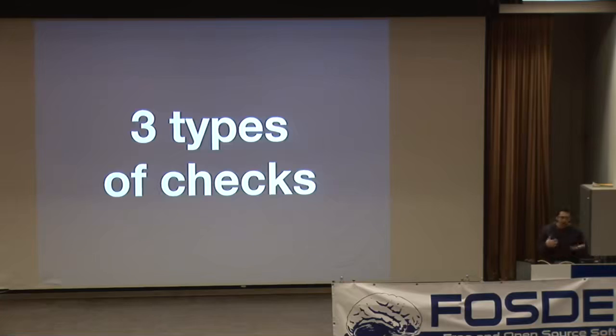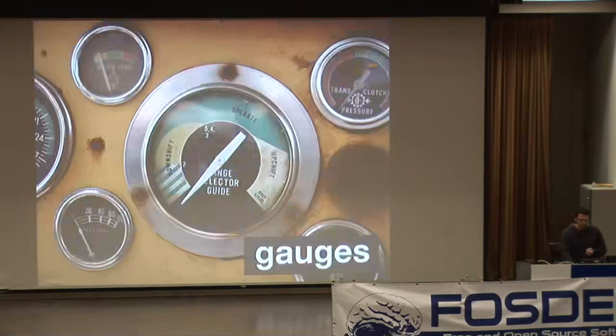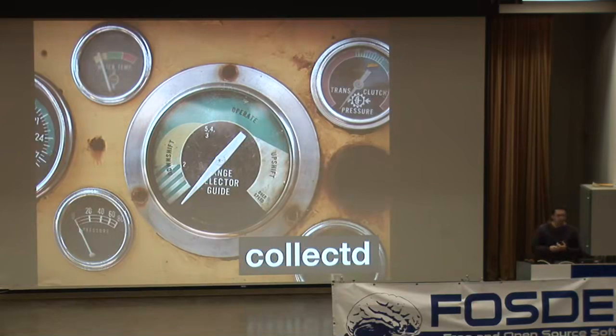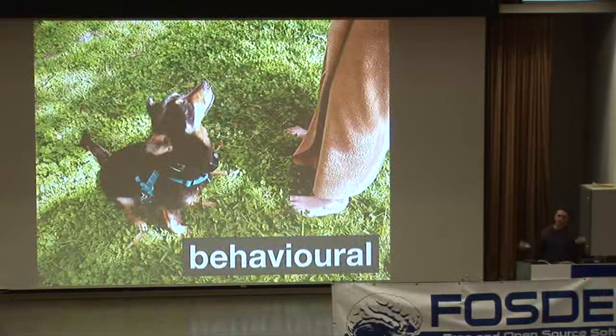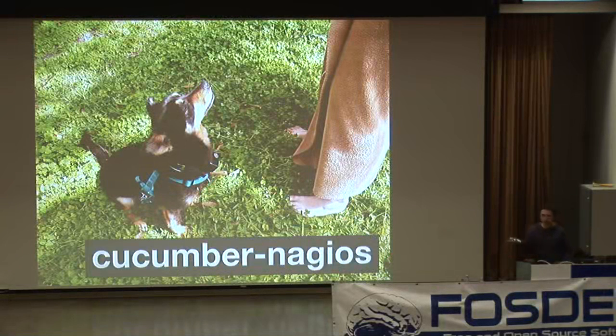So I posit that there are three different types of checks. I think that there are gauges, which are for getting low-level statistics, like things that Ganglia would provide information on, or other things like collectd. So low-level stats about CPU usage and network usage and all that sort of thing. Then you have behavioral checks, saying when I interact with the system in this way, am I getting the result that I expect from it? And things like Cucumber and Nagios do that quite well, and I'm going to talk about that in a minute.